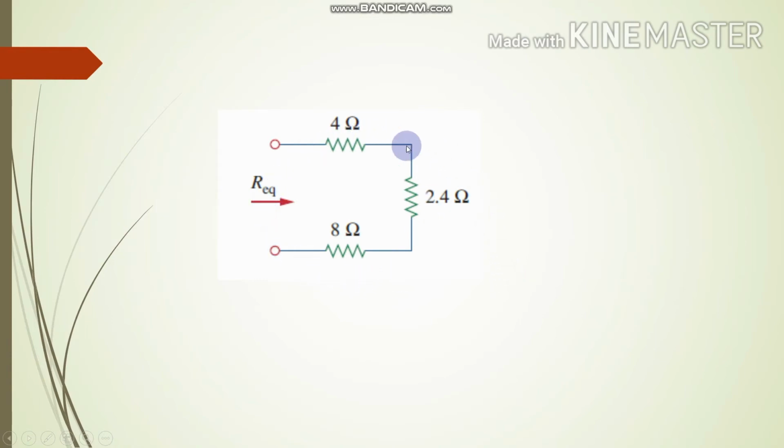This is the final circuit. Then we can solve this by using only the series formula. R equivalent equals 4 ohm plus 2.4 ohm plus 8 ohm. Then the answer will be 14.4 ohm for the R equivalent.